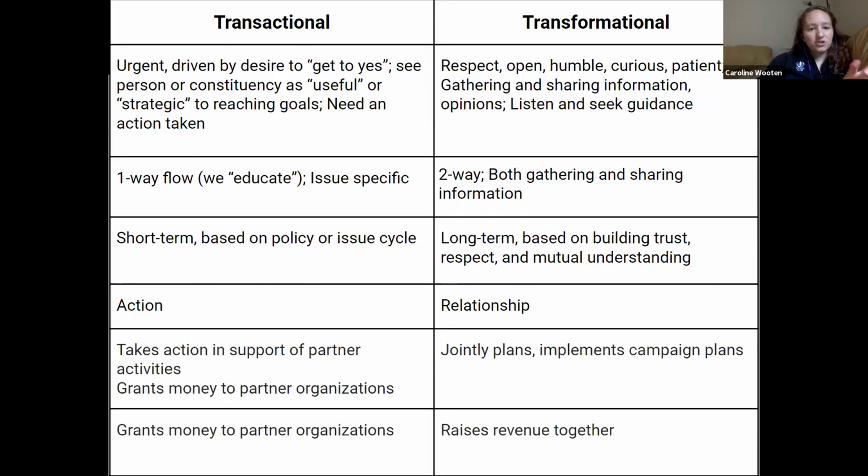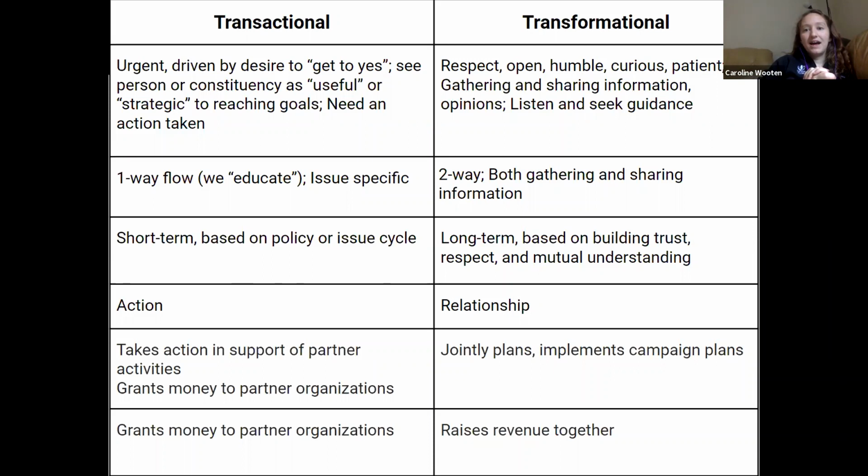Transactional, you might take action in support of a partner's activities or grant money to a partner organization. Transformational is when you're jointly planning and implementing campaign plans together. Transactional might be granting money to a partner organization, and transformational, raising money together. So those are a few examples of transactional versus transformational. And I think it's kind of a spectrum.